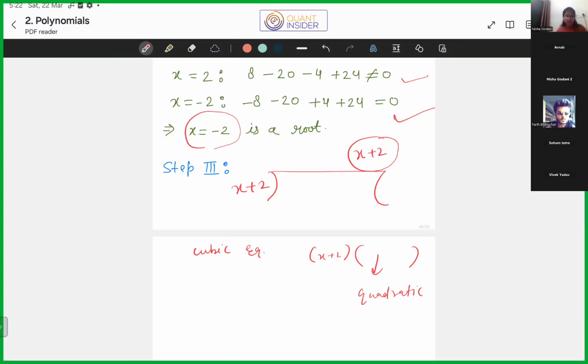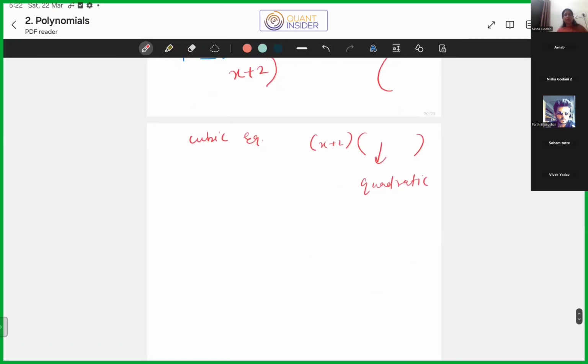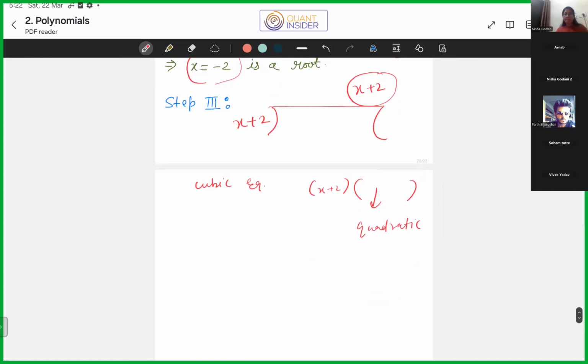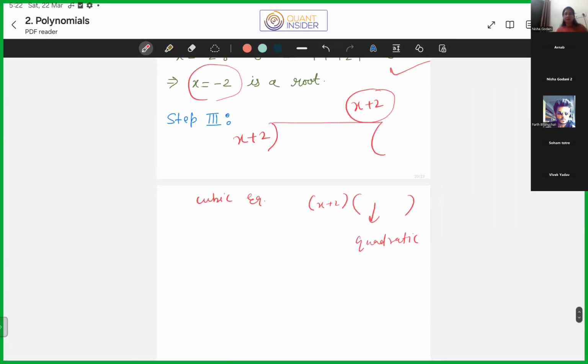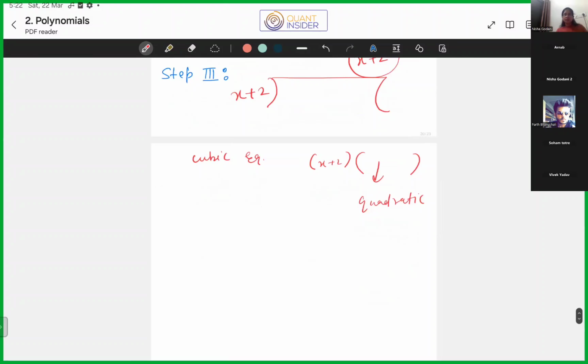Are you getting my point? What do I want to say? If you have a cubic polynomial here, then you have one linear factor into a quadratic factor. So it will be like that. So we need to find that quadratic factor.